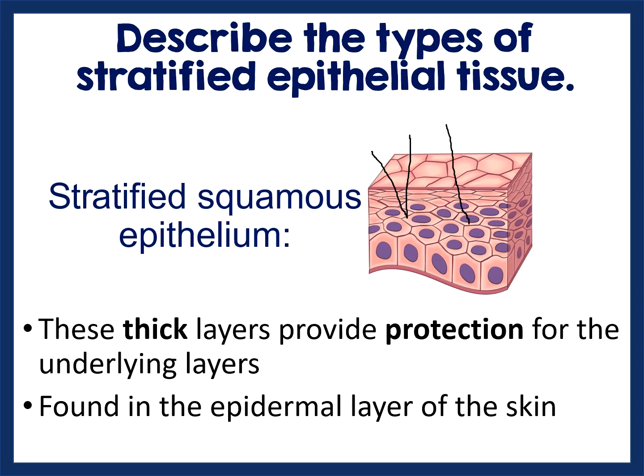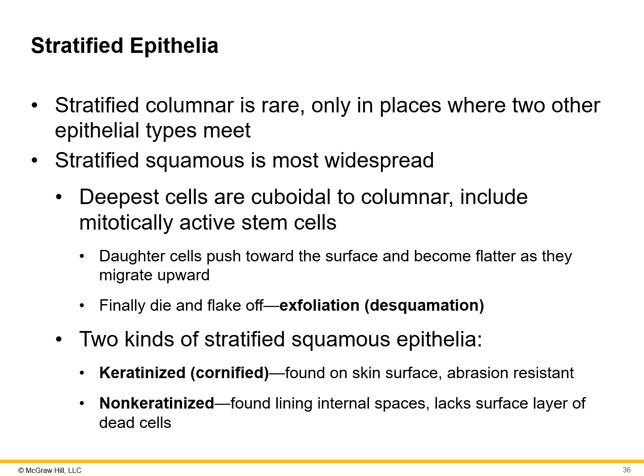So even as you swallow that tortilla chip, if it scratches your esophagus, we're still going to have many layers that can still provide protection of any of the structures that are underneath that layer. So that stratified columnar epithelium is rare, and we're only going to find it in places where two different epithelial tissues meet. So it's kind of like a bridge in between.